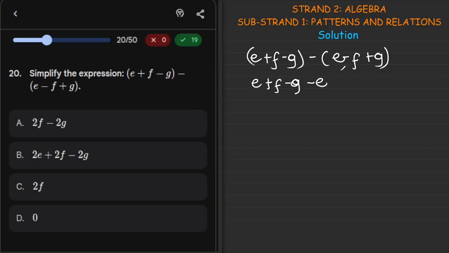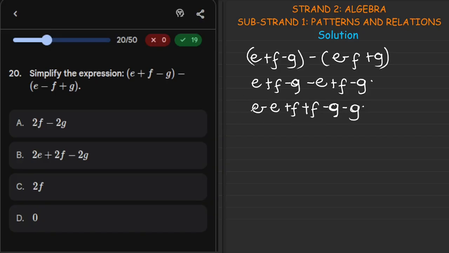Negative 1 times negative f. Negative times negative gives us a positive. We have a positive f, then negative times positive gives us a negative with our j. Then we group like terms. So we have an e plus e minus e, then f plus f, then negative j minus j.